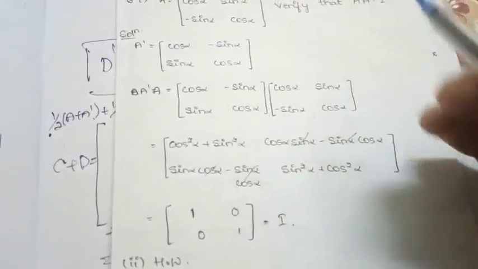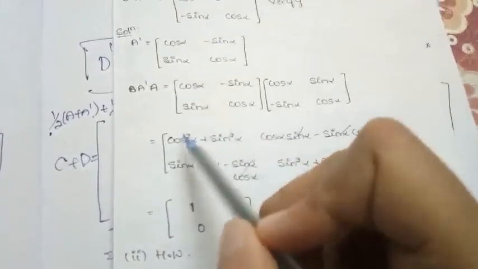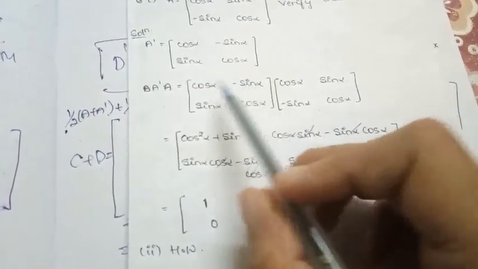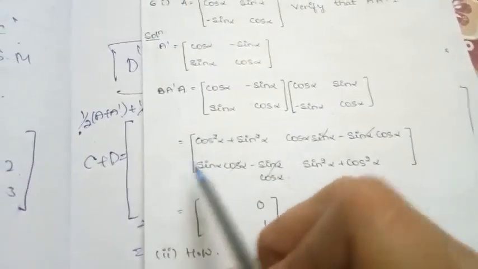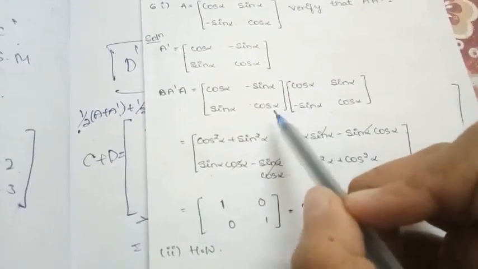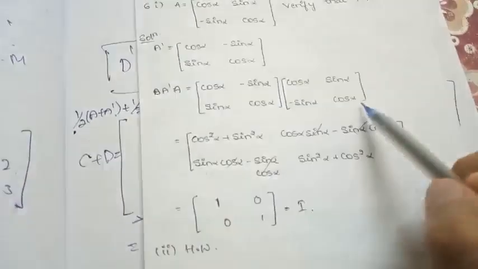So now do the matrix multiplication, which you are already thorough with. That is cos square alpha, minus into minus plus sin square alpha. Here cos alpha into sin alpha, minus sin alpha into cos alpha. Here sin alpha cos alpha plus minus sin alpha cos alpha. Here sin square alpha plus cos square alpha.